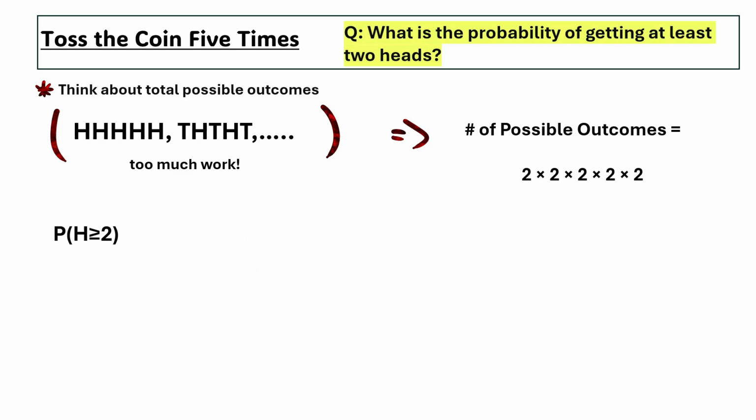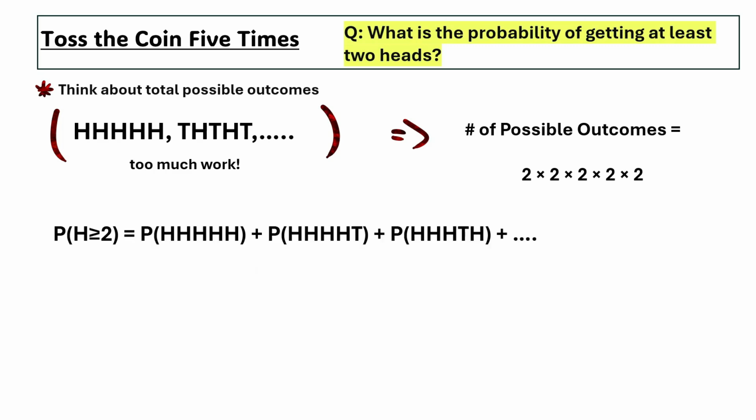And here, if you think about it, if you try to come up with all the different possible outcomes that satisfy the event getting at least 2 heads, then it's simply going to be too much work. Solving the question in this way is not going to be a good idea. So then you want to think about a different way to solve this question.